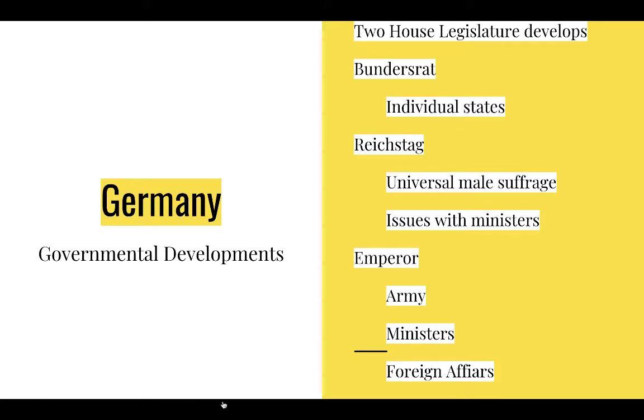And then you had the creation of the Reichstag. So the Reichstag is the lower house. This is elected by universal male suffrage. But they didn't have any control over ministers or the chancellor or anything like that. The people that ran the country really were ministers, which I'll talk about more in a moment, and they only answered to the emperor. The emperor will control the army, control all ministers, and run foreign affairs.